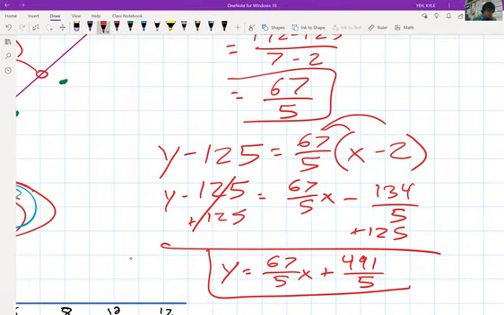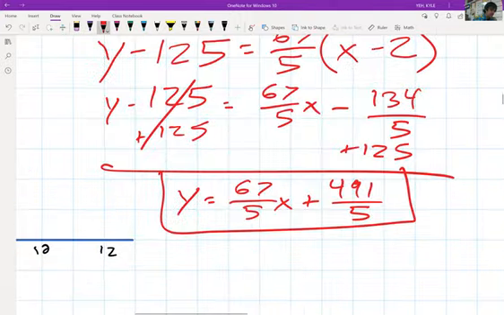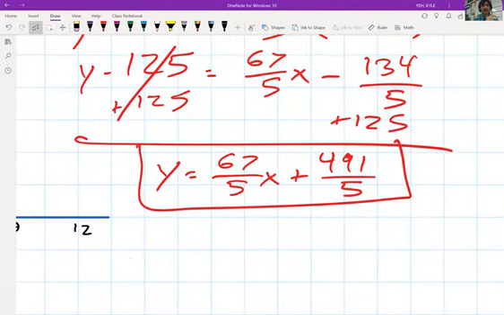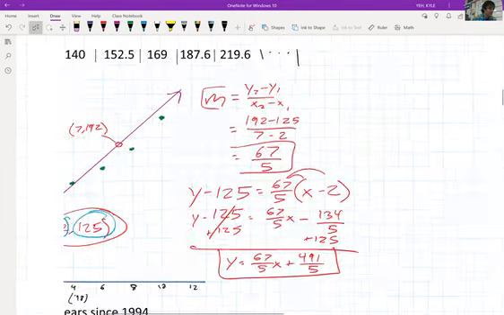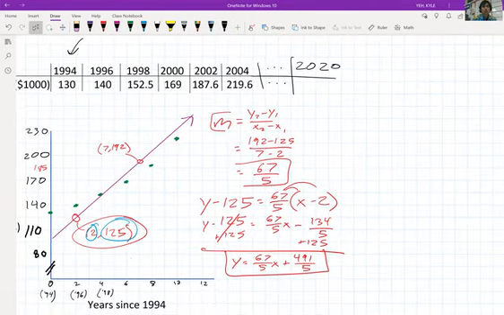Slope intercept form. And here's the best part, now we can plug in any x value and we will find where it lands on this line. So think back to the question that kicked this all off. The question was, what will the median home price be in this region if this trend continues in the year 2020? So I just need to figure out what x value to plug in.